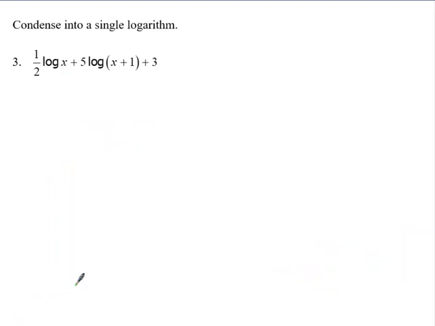Now let's look at condensing a logarithm. Here we have 1/2 log of x plus 5 log of x plus 1 plus 3. As long as the bases of the logarithms are the same, we can combine them. So first, let's deal with these coefficients and use our power property to condense them. So this would give us log of x to the 1/2 plus log of x plus 1 to the 5th plus 3.